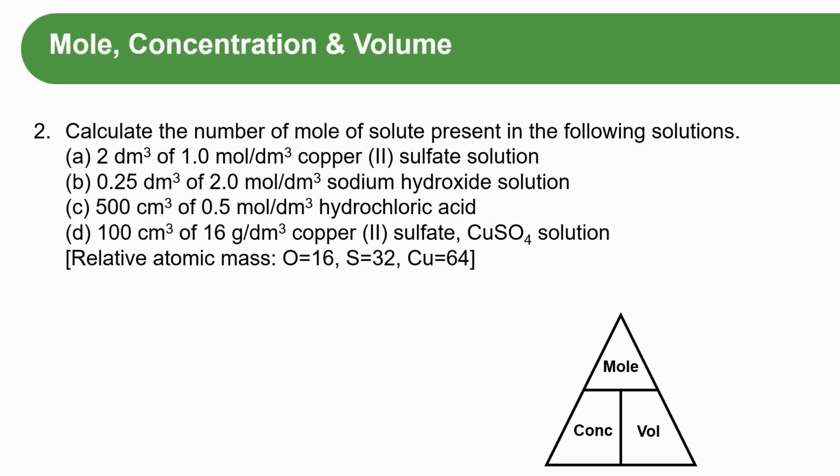The last part is the reverse. You want to find the number of mole of solute, and we are given the volume and concentration. So all you need to do is multiply the concentration with volume, but make sure the units are converted. For part D, you're given the mass concentration. Please change to mole concentration first before you multiply by volume. You may pause the video for a while to do the questions.